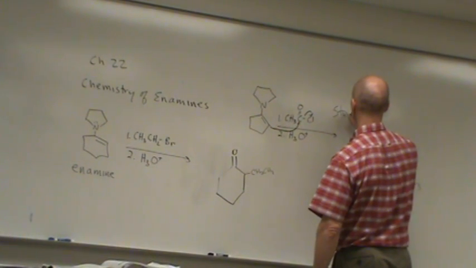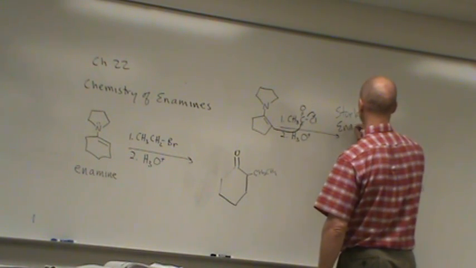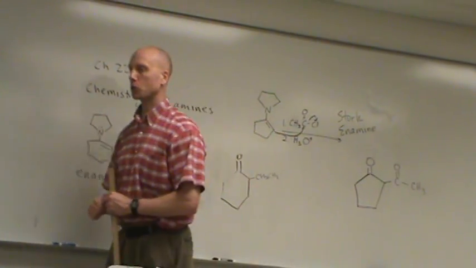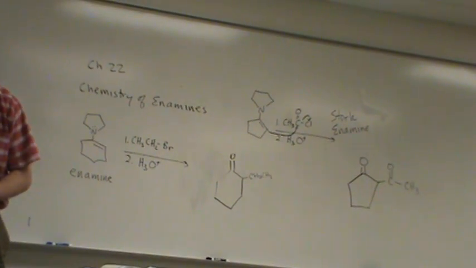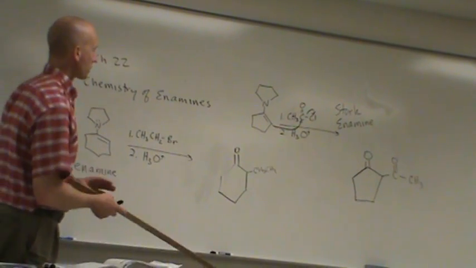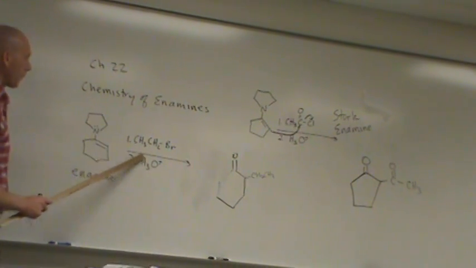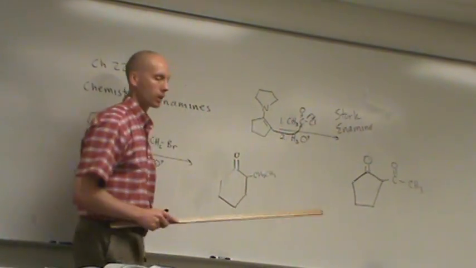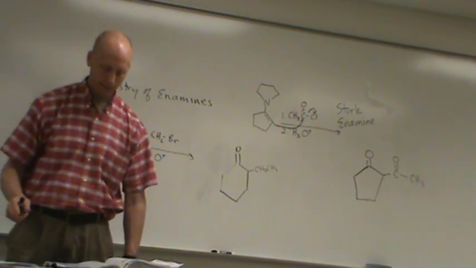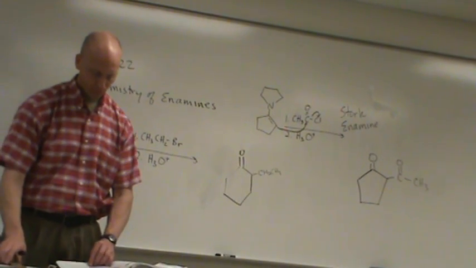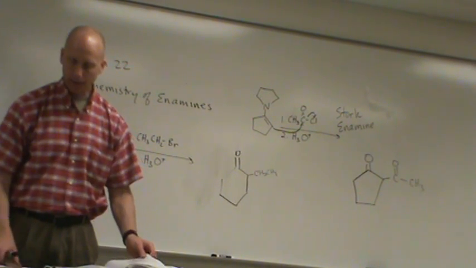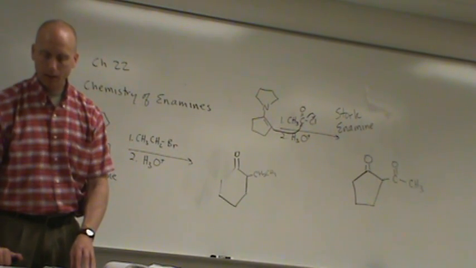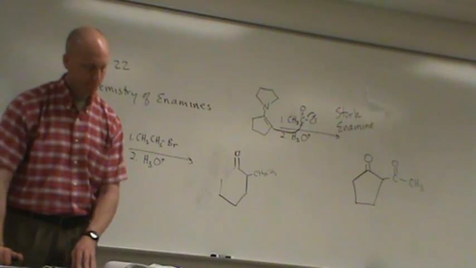This is sometimes called the Stork enamine reaction. A guy named Stork found it. So you've got two different reactions with the enamines. You've got one, the alkylation, and then two, you've got the acylation. It's called the Stork reaction. Okay, so let's go ahead and move on to our last reaction for today.